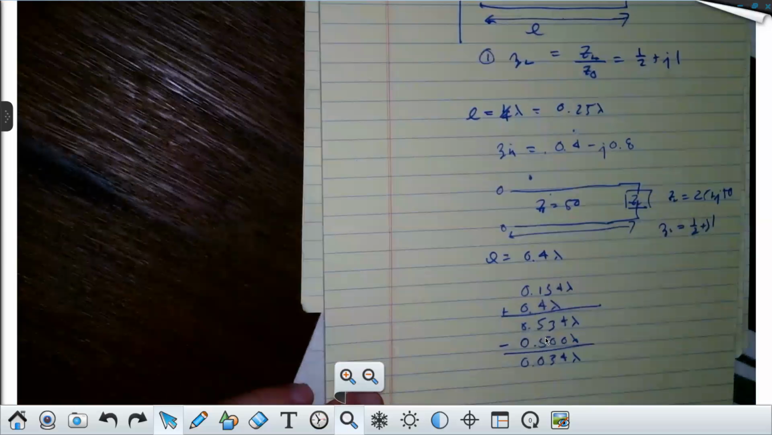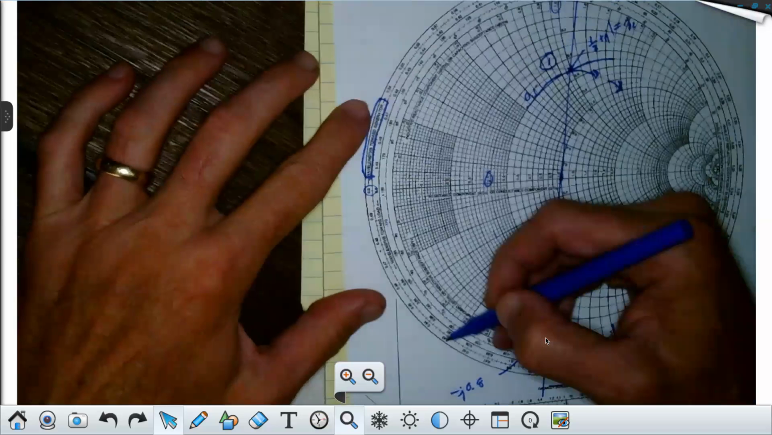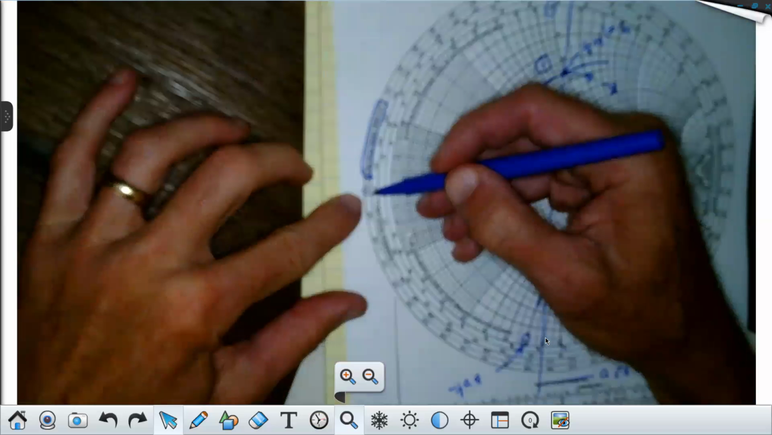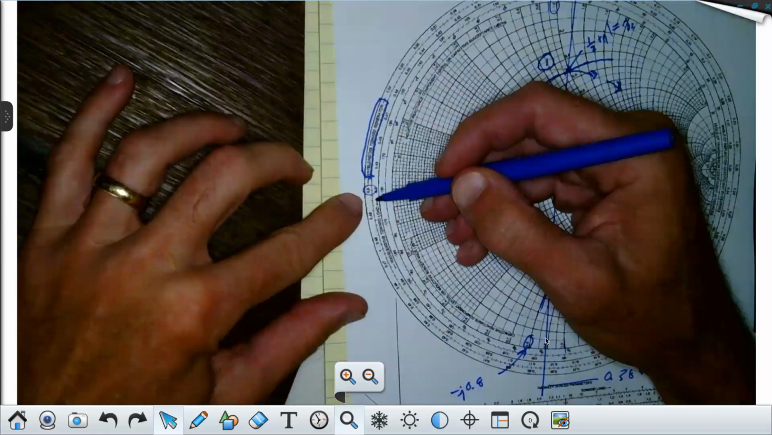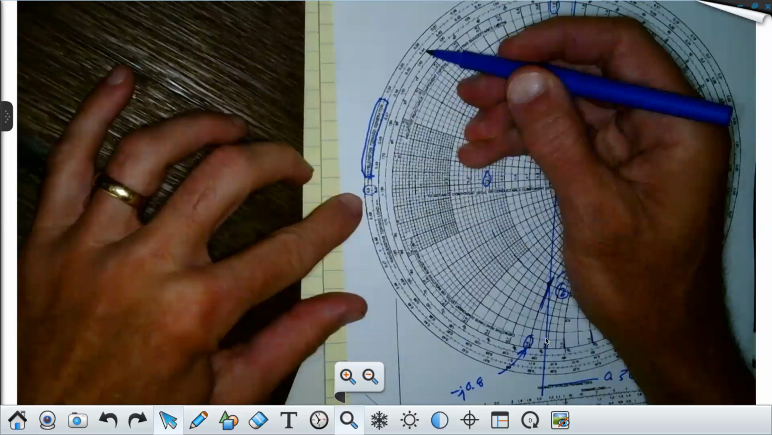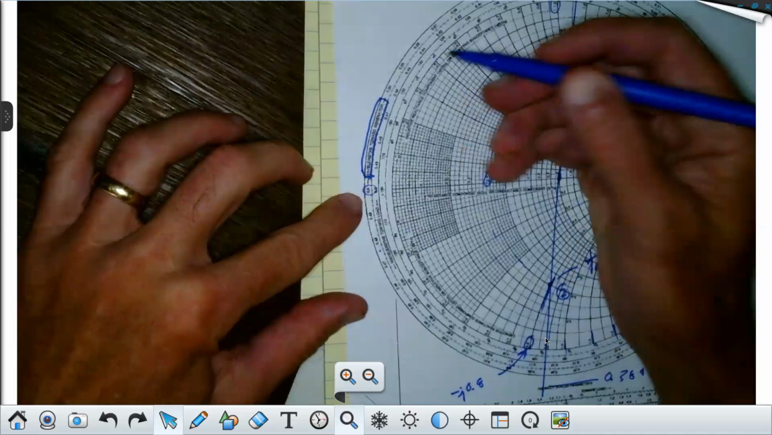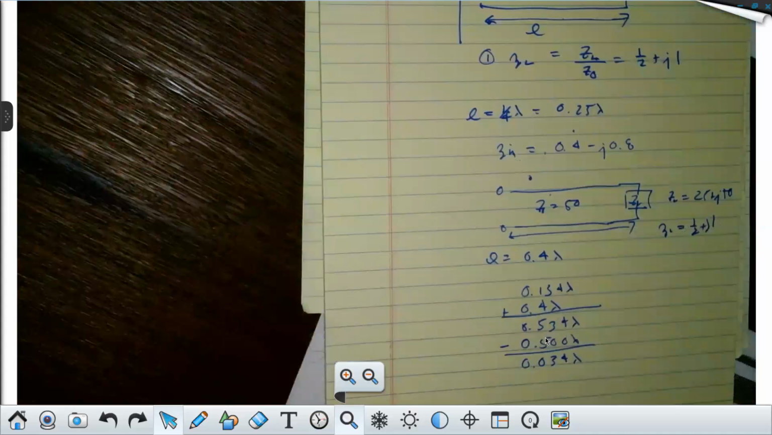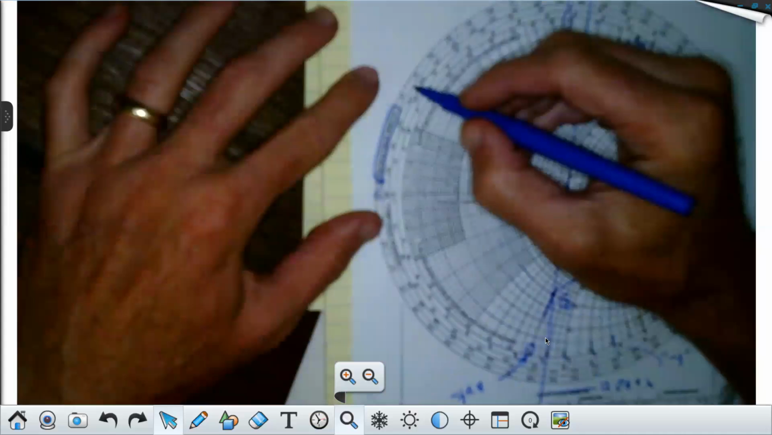Every time I go around, and think about this, every time I go through there, I go through 0.5 lambda, which is the same as 0. So I have to subtract that number to find out how much further I went up. Does that make sense? All right, and when I do this, I ended up with 0.034 lambda. So if I look here, this is 0.04.